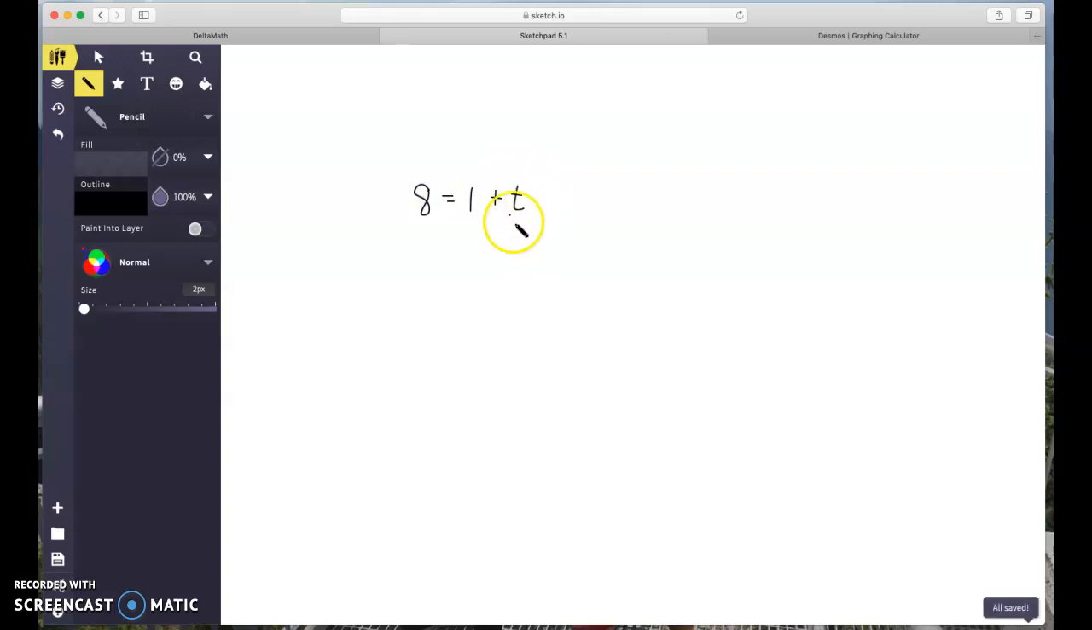Our goal is to isolate the variable, get t all by itself. So we're going to do that by subtracting 1. And if I do it to one side of my equal sign, I have to do it to both because I'm using that subtraction property of equality. Right, so I'm going to subtract 1 from both sides.